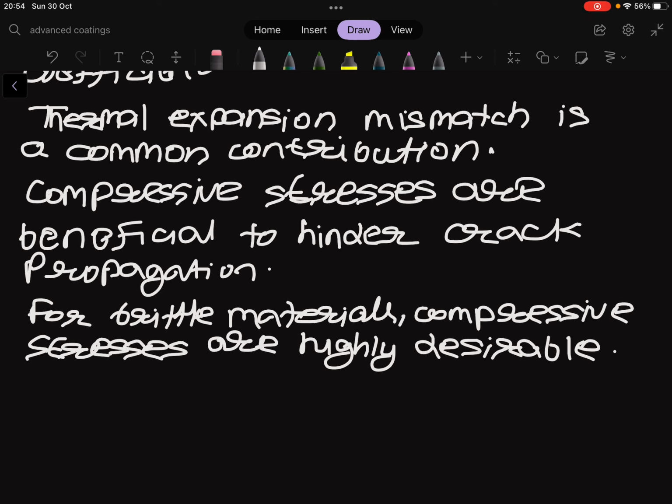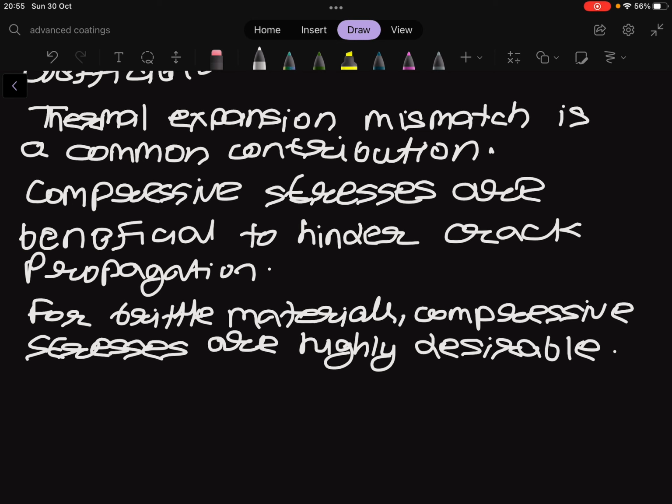Now moving to the next part. Our main goal is to define deposition parameters which are able to avoid too large compressive stresses and which are able to produce a controlled level of residual stresses.